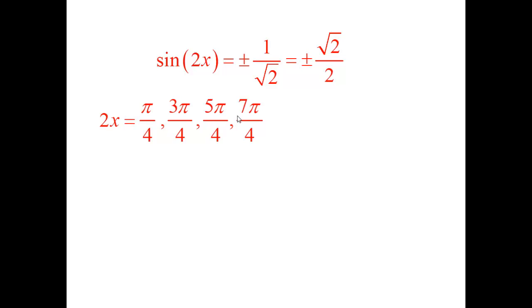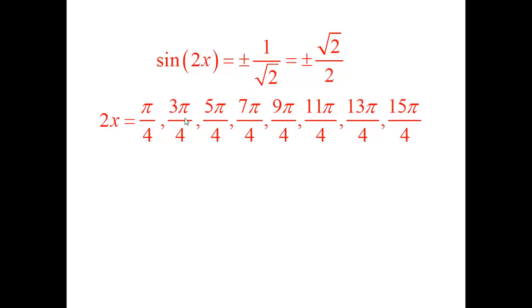So instead of 4 answers, I need 8 answers. So I'll just keep adding 2 pi, starting with pi over 4, then 3 pi over 4, then 5 pi over 4, then 7 pi over 4. So if I add 2 pi with a pi over 4 denominator, that means I'm adding 8 pi over 4. So 1 plus 8 is 9, 3 plus 8 is 11, 5 plus 8 is 13, 7 plus 8 is 15.